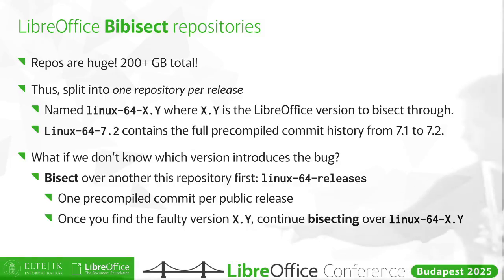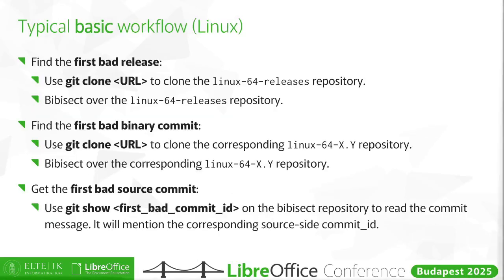And once you find the faulty version, you just continue using the version-specific one. So the typical workflow is summarized as this. You first find the first bad release by cloning the Linux 64 releases repository and bisecting over it. You might already have that if you have done a bisection in the past. And then you will find the first bad binary commit by using the version-specific repository and bisecting over that. And then you can use git show with the commit message on the source code to see which one it is, or what does it say, etc.